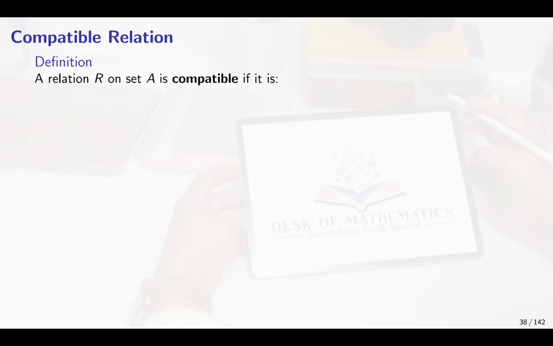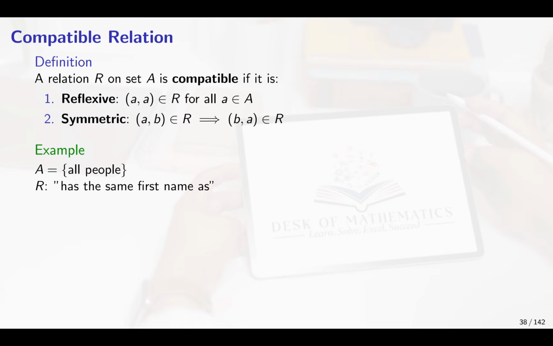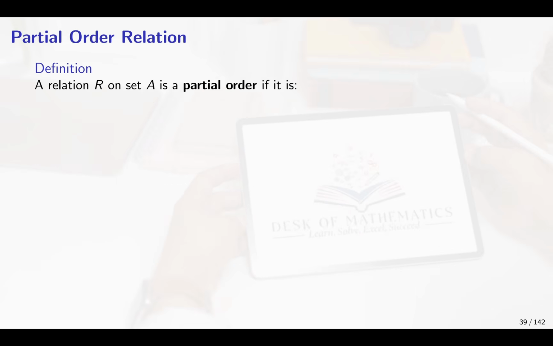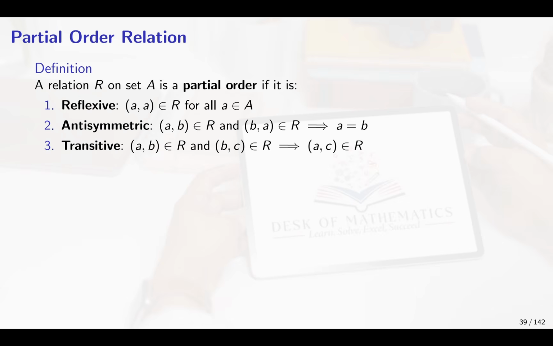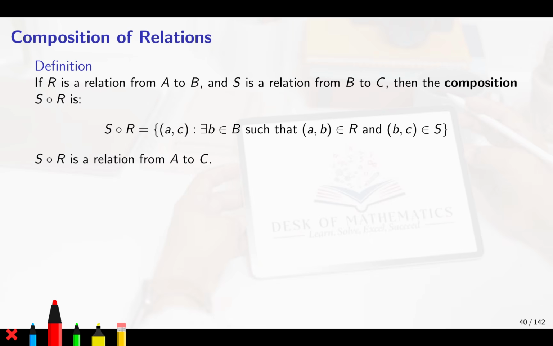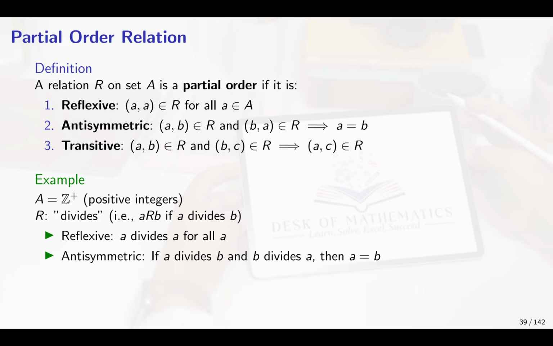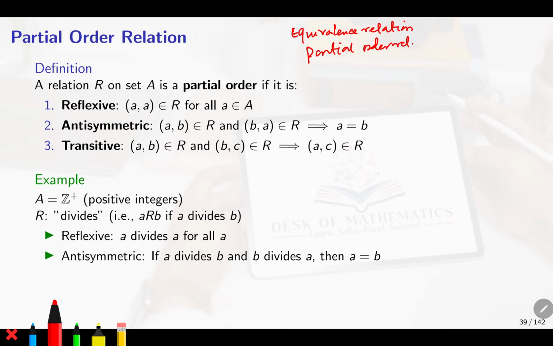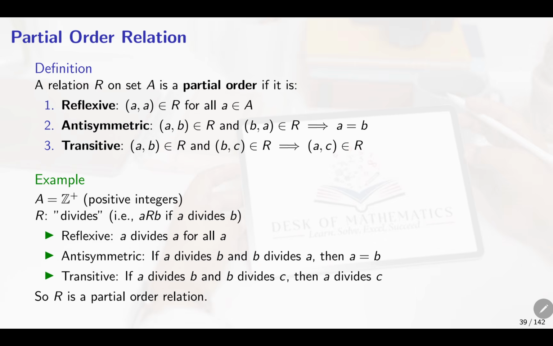Okay, so a compatible relation: a relation R on the set A is compatible if it is reflexive and symmetric. And a relation that is reflexive, antisymmetric and transitive is called a partial order relation, and this part is very important for you. Equivalence relation, very important. Partial order relation, very important, and we have to solve some questions on this.